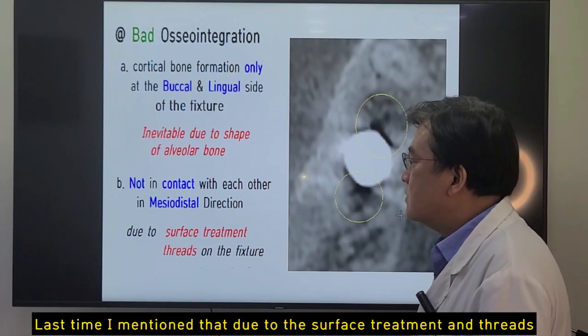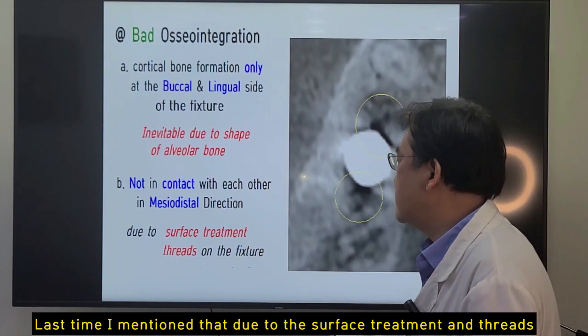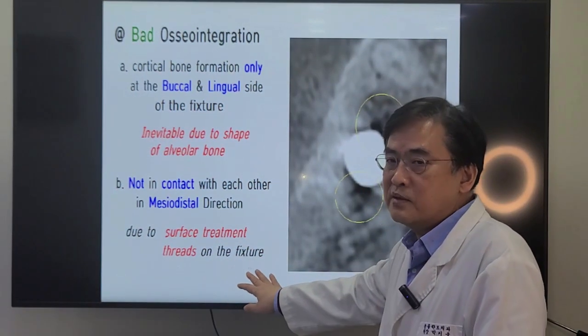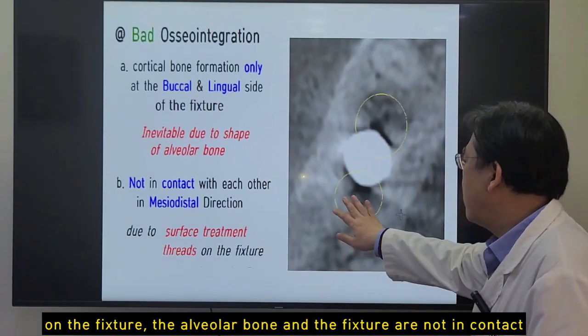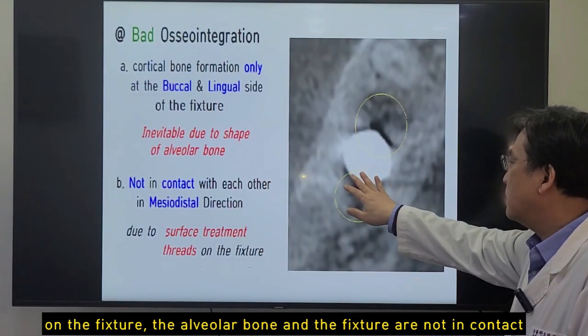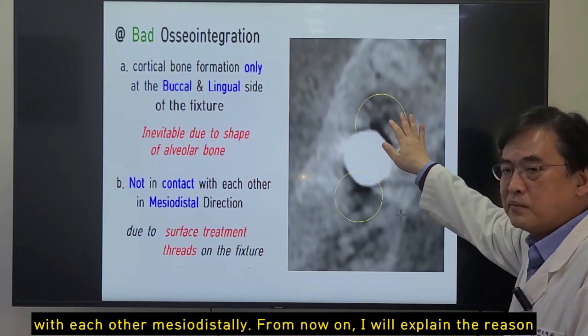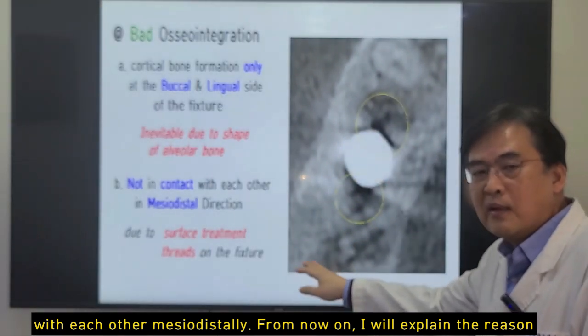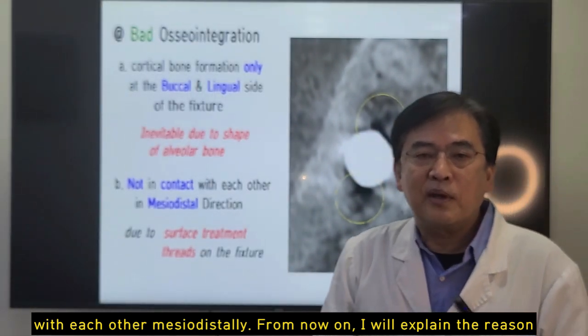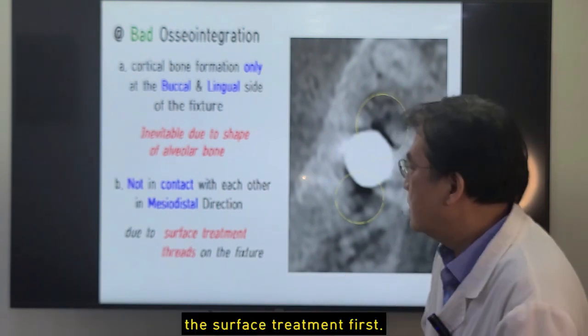Last time I mentioned that, due to the surface treatment and stress on the fixture, the alveolar bone and the fixture are not in contact with each other mesiodistally. From now on, I will explain the reason.